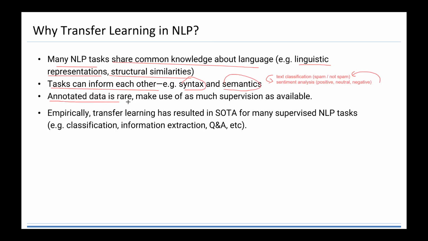Meanwhile, some data may not have the label, and that data is not rare. Make use of as much supervision as available. So we are going to use another dataset, or another knowledge, as much as possible for another recognition or another detection.